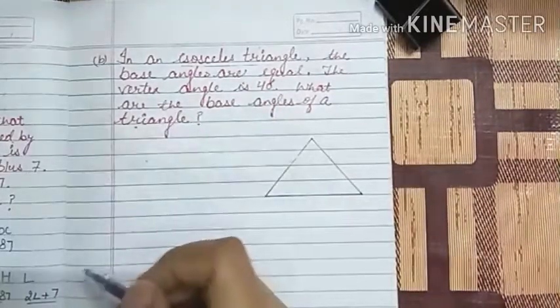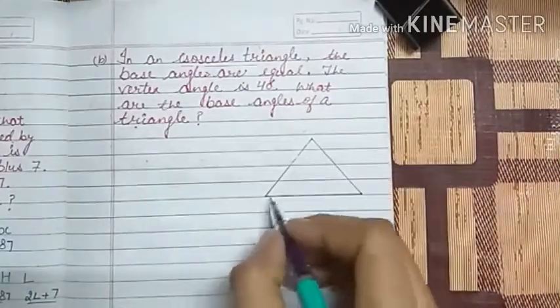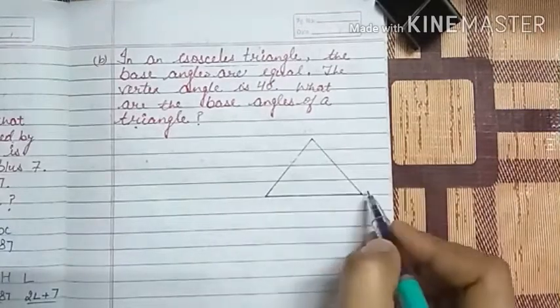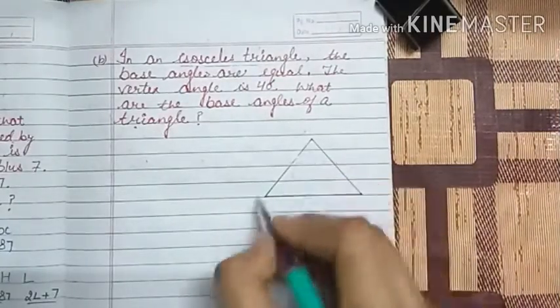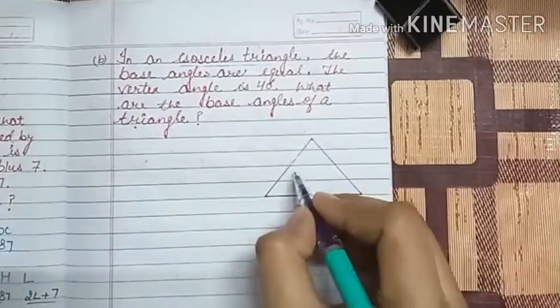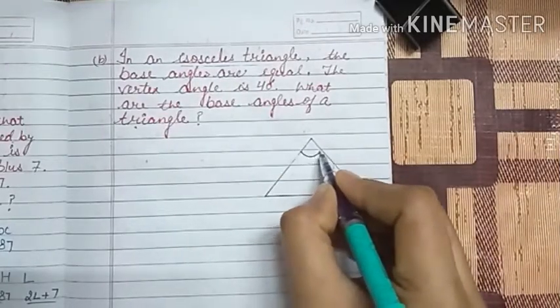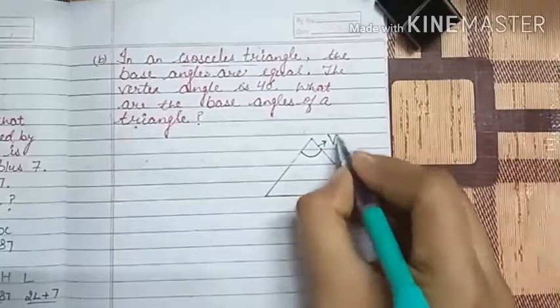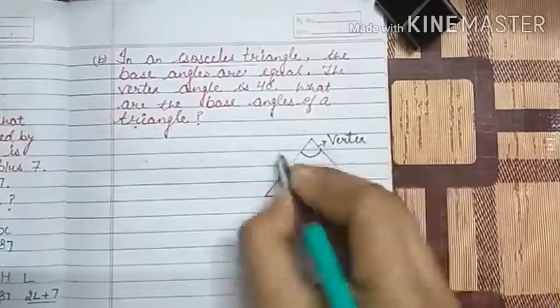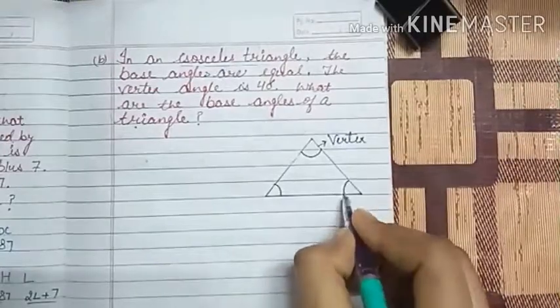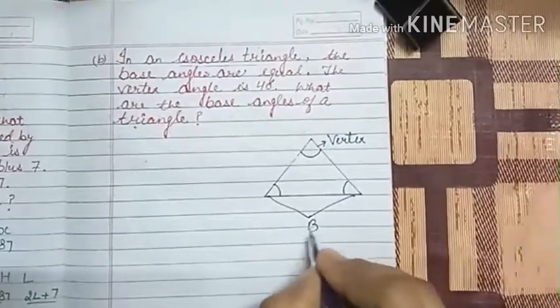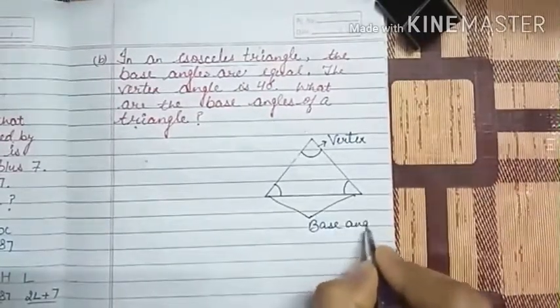Let the base angles. And first of all, I am going to tell you again what is the base angle and what is the vertex angle in an isosceles triangle. So this is an isosceles triangle I have taken. This we are going to take as vertex angle. The top angle will be vertex angle, and these two will be base angles.